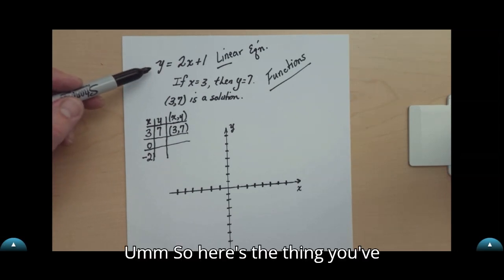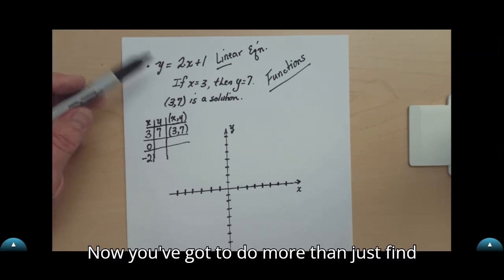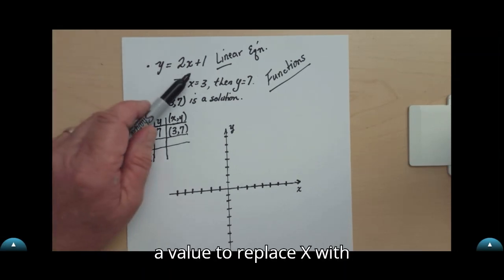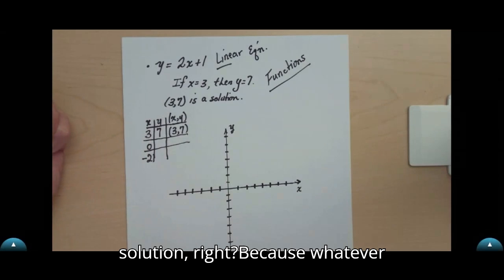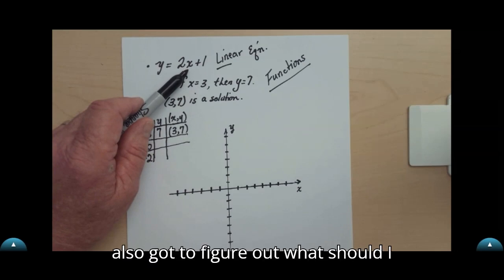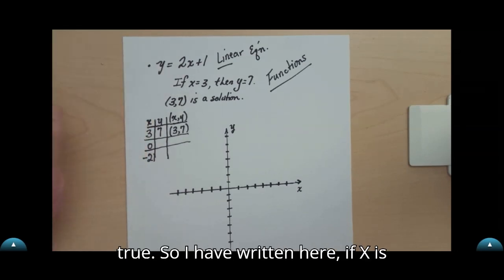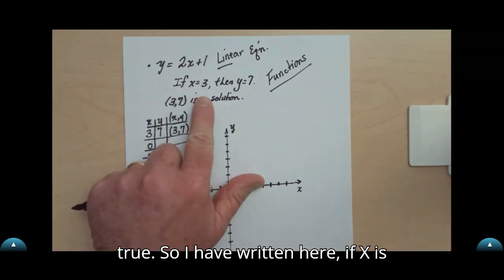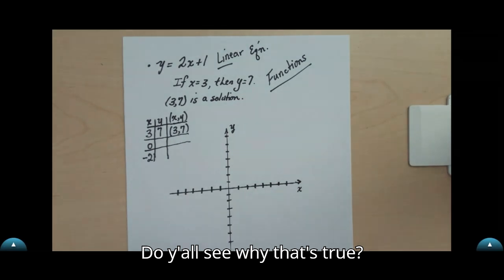Here's the thing you've got to see about a two-variable equation. Now you've got to do more than just find a value to replace x with that makes the statement true to have a solution, right? Because whatever value you replace x with, you've also got to figure out what you should replace y with so that this statement is true. So I have written here, if x is equal to 3, then y is equal to 7. Do y'all see why that's true?